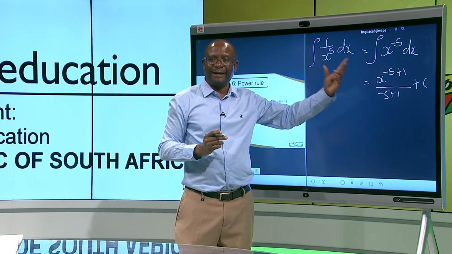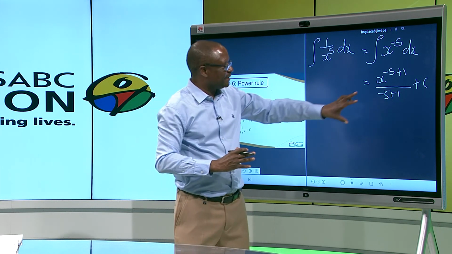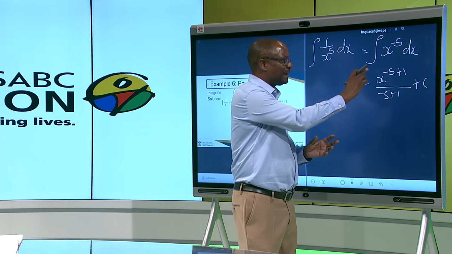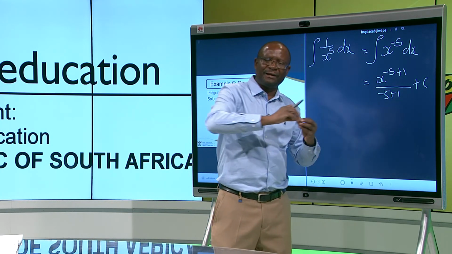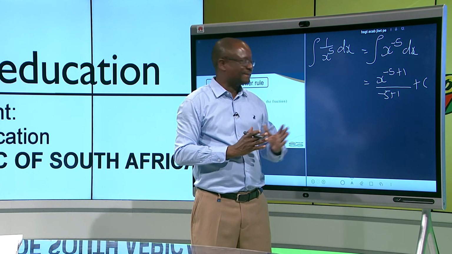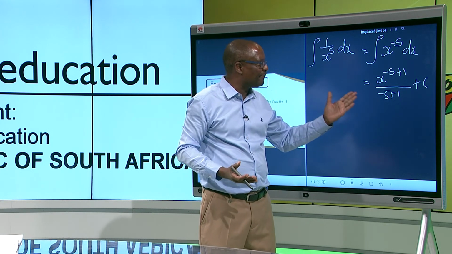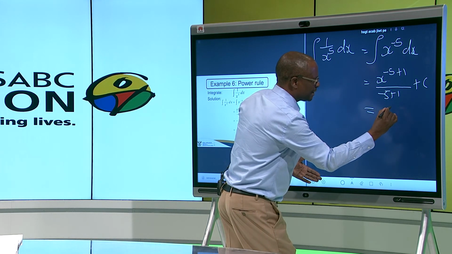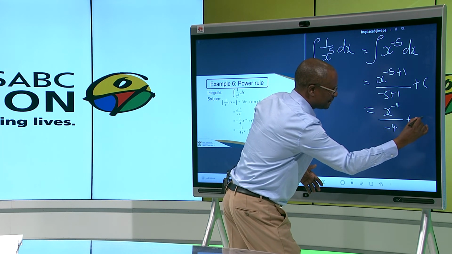This is the case where, earlier on when I was introducing the key concepts, I spoke about the algebraic manipulations. These are the types of examples where learners become confused. Some of them end up not even writing that negative which is given. Or even if they wrote it, they make errors of addition. Some will write it as 6, which is not correct. This is just simple addition: negative 5 plus 1 is equal to negative 4. Therefore, this will be x to the exponent of negative 4 divided by negative 4, plus c.